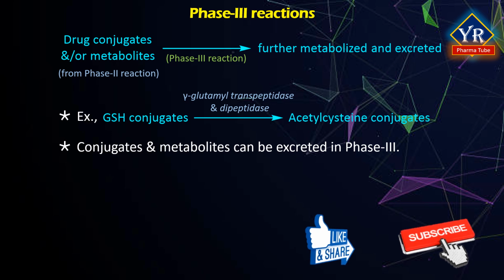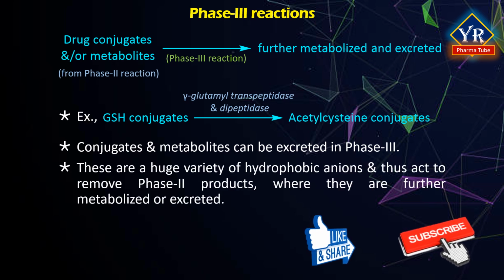Conjugates and their metabolites can be excreted from the cells in phase 3 of their metabolism, with the anionic groups acting as affinity tags for a variety of membrane transporters of the multi-drug resistance protein family. These proteins are members of the family of ATP binding cassette transporters and can catalyze the ATP dependent transport of a huge variety of hydrophobic anions and thus act to remove phase 2 products to the extracellular medium where they may be further metabolized or excreted.